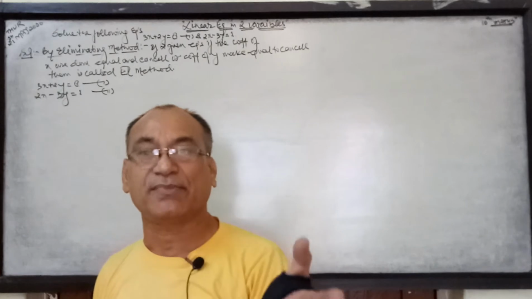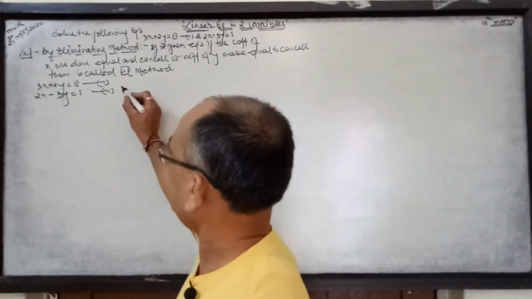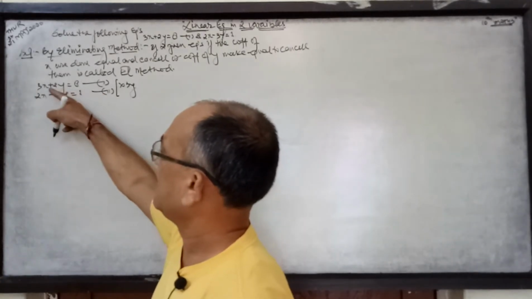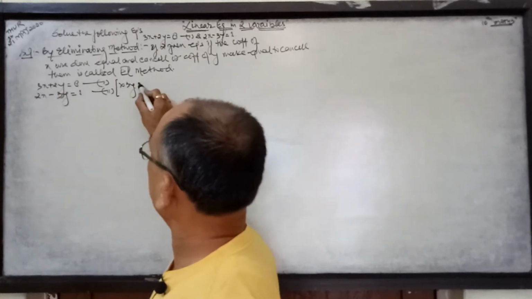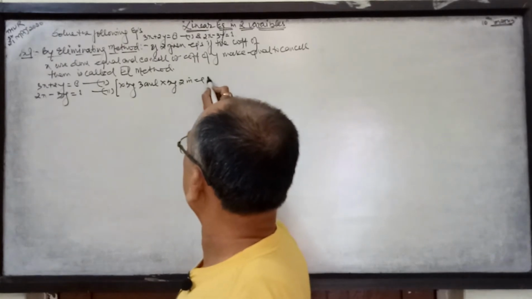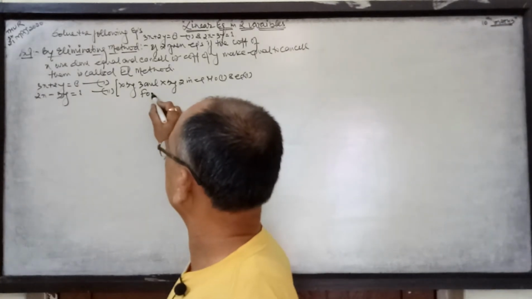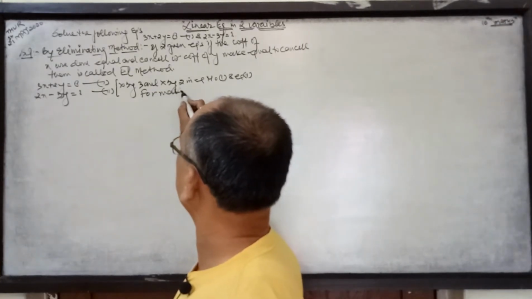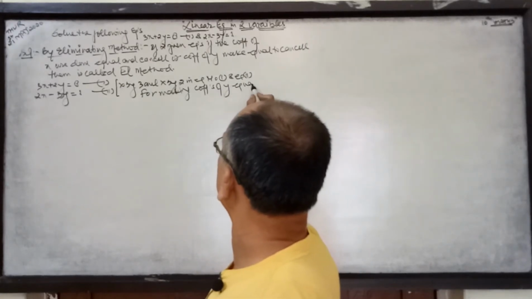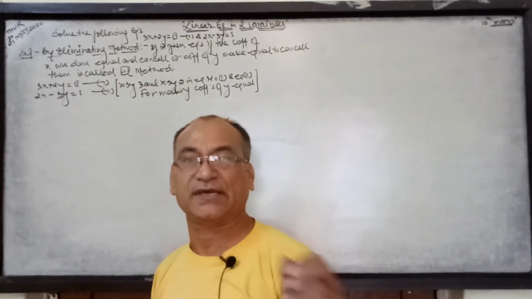So now multiply by some number to make the coefficients equal, so they will be cancelled. Now multiply by 3 and multiply by 2 in equation number 1 and equation number 2 for making the coefficients of y equal. Why did I try to make y here? Because there was plus and minus here, see.